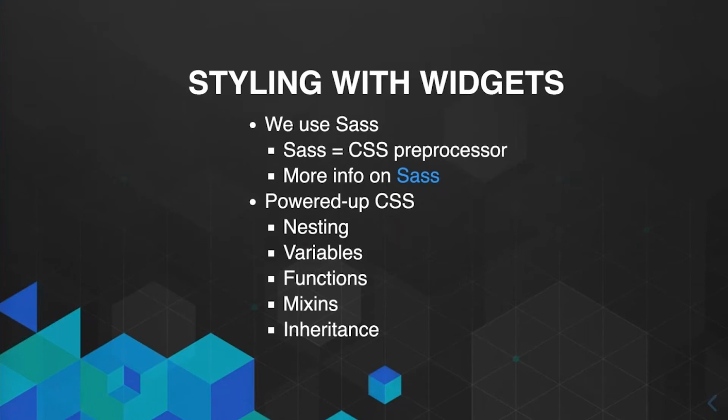So what we get with that is we get things like nesting. We can nest CSS statements, selectors. We get variables, so we can store colors that we use throughout our app. We get functions, mixins, and inheritance. So we get all these cool things by using Sass.